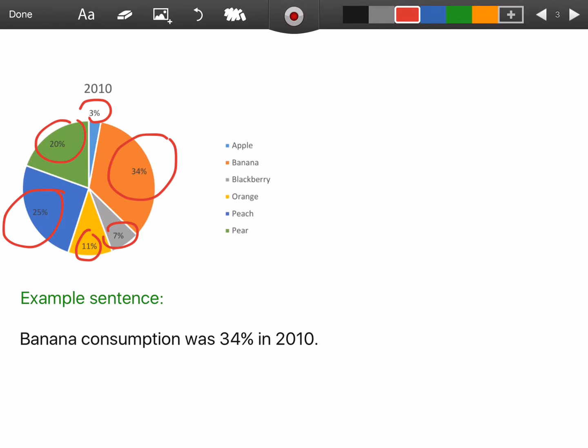what we see in the answers of the students are sentences like this. Banana consumption was 34% in 2010. I mean, this is a good sentence, but if you want to get a higher score, you better change it. So it's clear that we have highlighted the highest percentage, and we have highlighted the year, and the sentence is in the past. Excellent. Good point.